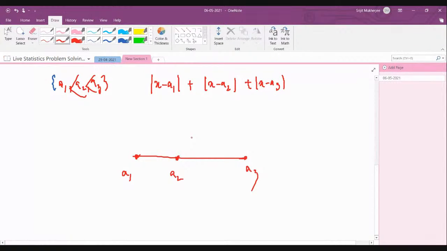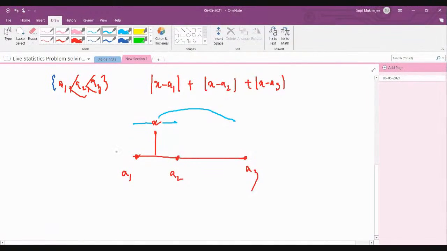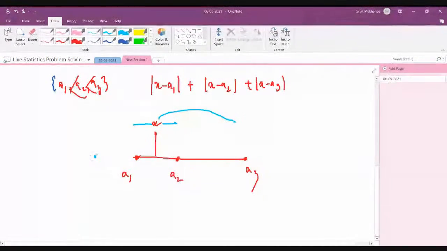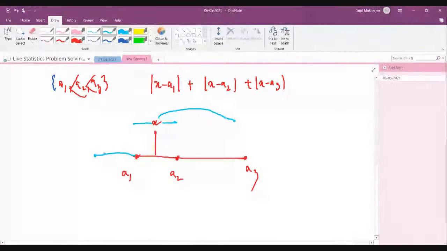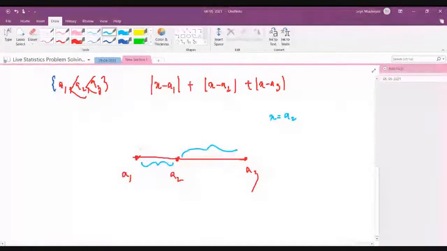So x is any number over here. We are looking for the minimum deviation. It's the distance here, the distance here, the distance here. So what we will do is understand what happens if we put x equal to A2. If we put x equal to A2, this is the distance between A1 and A2, this is the distance between A2 and A3, and this is the distance between A1 and A3.